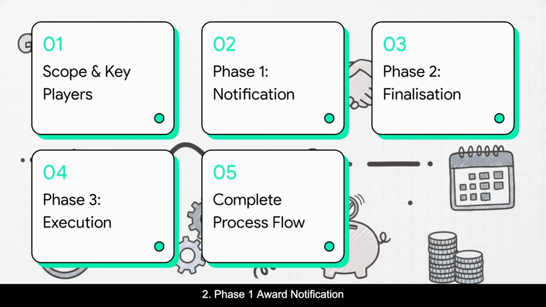1. Scope and key players. 2. Phase 1 award notification. 3. Phase 2 contract finalization. 4. Phase 3 execution closeout. And finally, 5. The complete process flow.